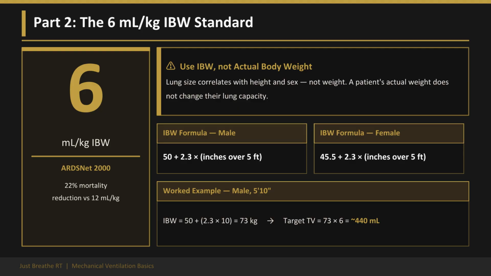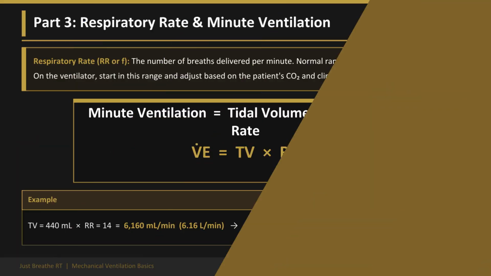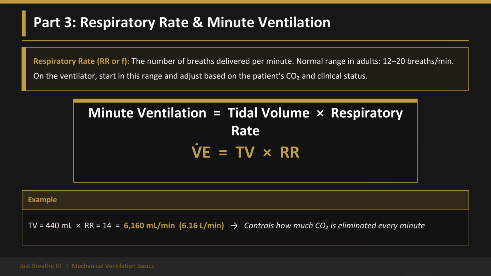Now, 6 milliliters per kilogram IBW is your lung protective default, especially for ARDS and critically ill patients. In some patients without significant lung disease, you may see tidal volumes set up to 8 milliliters per kilogram IBW. But 6 is your safe starting point until you have a clinical reason to go higher. And even then, you verify with plateau pressure, which we will cover in a few minutes. Now that we understand the size of each breath, let's talk about how often we deliver it.